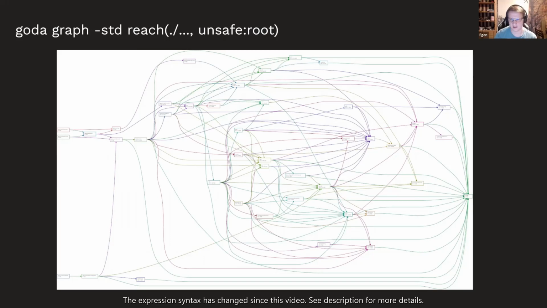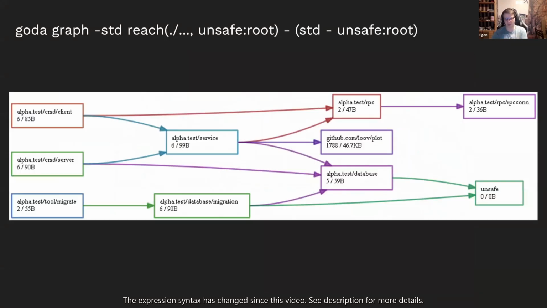You can also try reaching unsafe. However, since pretty much everything depends on unsafe in the standard library, it gives you this mess of a picture. So the next step is trying to make it simpler to consume. In the unsafe case, you would now need to remove all the standard packages except unsafe, right?